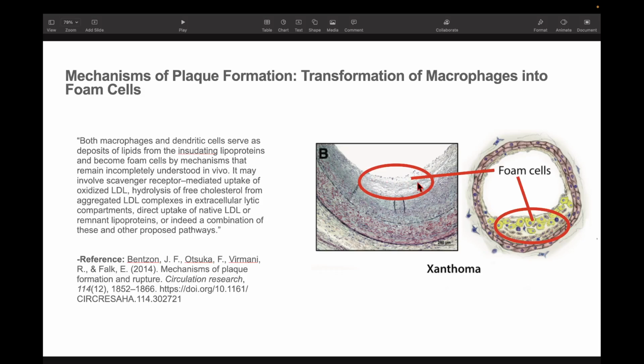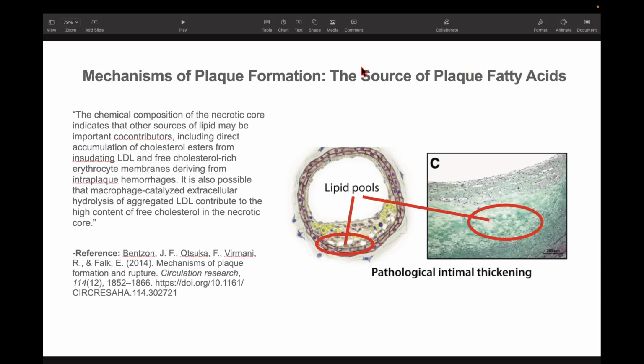And again, what we're seeing here in the pictures is the formation of these foam cells, and in the microscopic image here, you're seeing the foam cells as well underneath, in this neointimal layer underneath the endothelial cells. And a xanthoma here is just kind of a fatty buildup, and we'll talk about that as we go. So here, the next thing they're talking about is the source of plaque fatty acids.